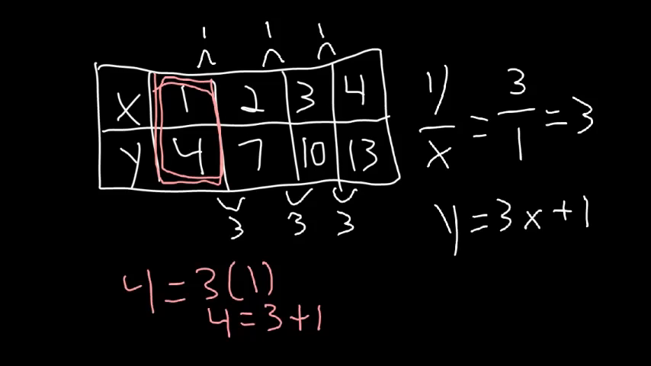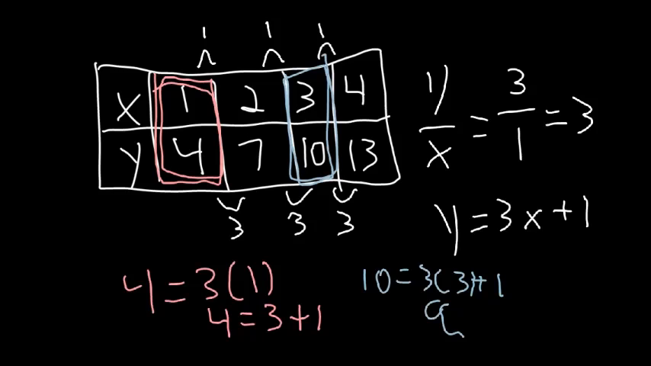And we can test that with one of the other numbers. So let's put in the number 3 here. So 10 equals 3 times 3 plus 1. 3 times 3 is 9. And 9 plus 1 equals 10. So 10 equals 10. So we have a function rule that works.